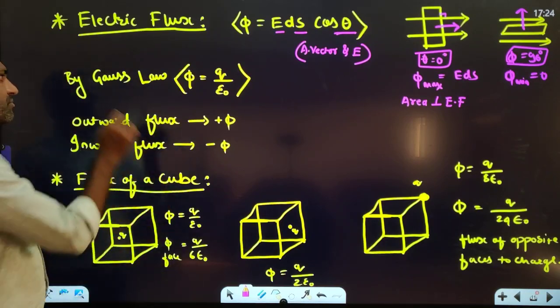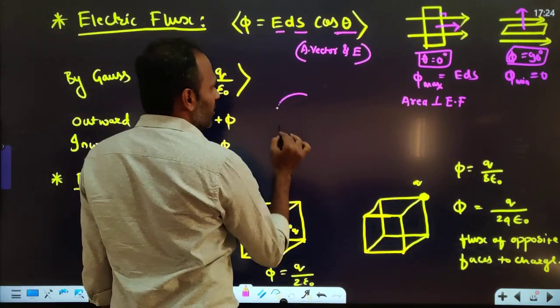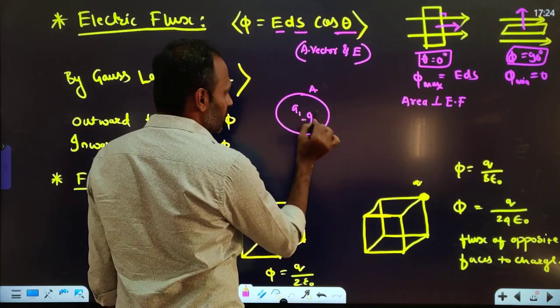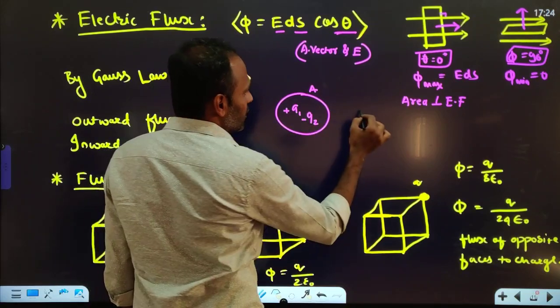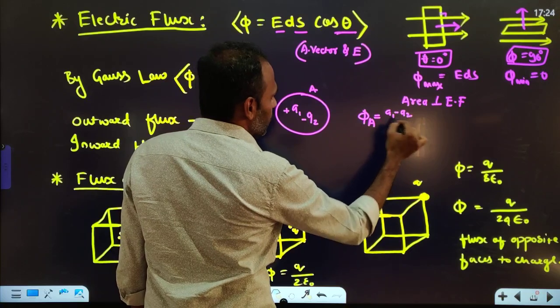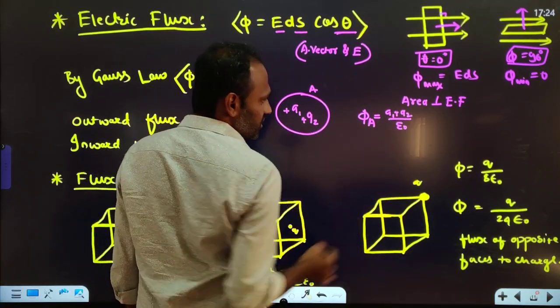Right? Next note. By Gauss law, again flux is given by Q by epsilon naught. So note, for example, if this is a sphere A and there are two charges in it, Q1 and Q2, keep plus Q1 on one and minus Q2 on the other. So flux of surface A will be equal to Q1 minus Q2 divided by epsilon naught. Suppose this was plus, then you can take it as plus.